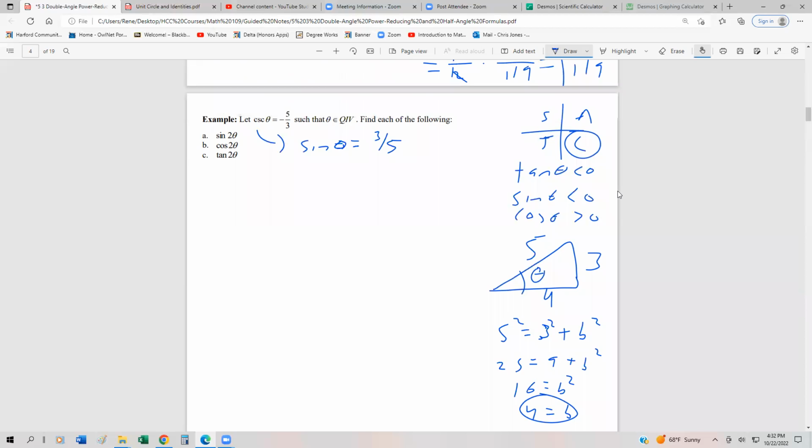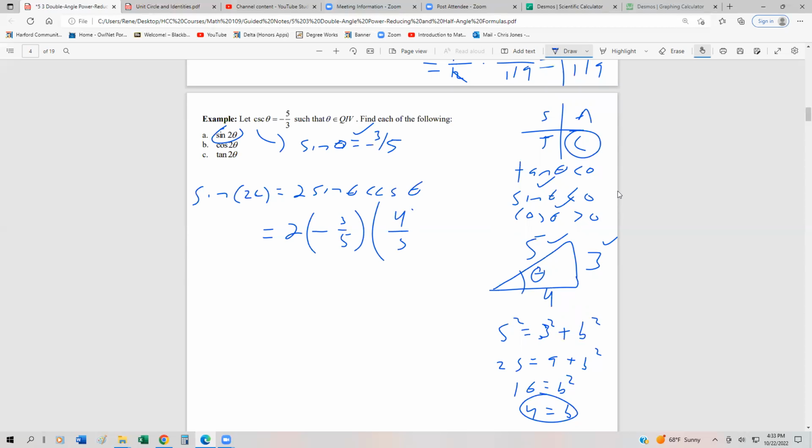So now let's find sine of 2 theta. Remember, sine of 2 theta is 2 sine theta cos theta, which is the same as 2 times the sine. Now remember, sine is less than 0, cos is greater than 0. Sine is opposite over hypotenuse. That's negative 3/5, and we already knew that. And the cosine is going to be positive. That's adjacent over hypotenuse. That's 4/5. And so when we multiply this through, this is going to become negative 24 over 25. So that's nice and easy.